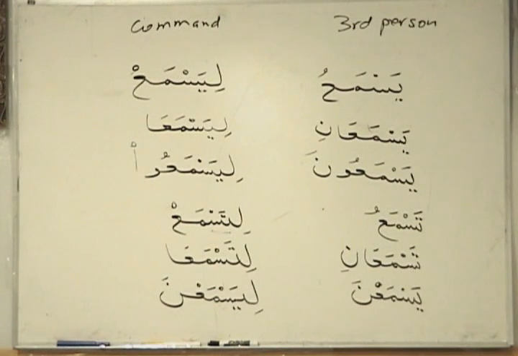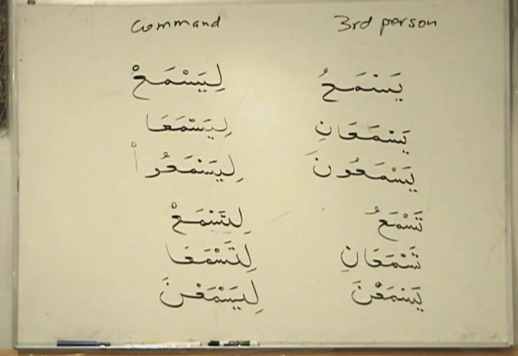So yasma means he hears. Liyasma, you command indirectly the other person to hear. So the end is the same as the second person. The ending, you do the exact same thing as you did with the second person. It's the beginning that differs. The beginning of second person was remove ta and replace it with alif. Here, don't remove anything. Just add a lam or a kasra. Li. Okay? It's always the kasra. Oh, the lam or the kasra.